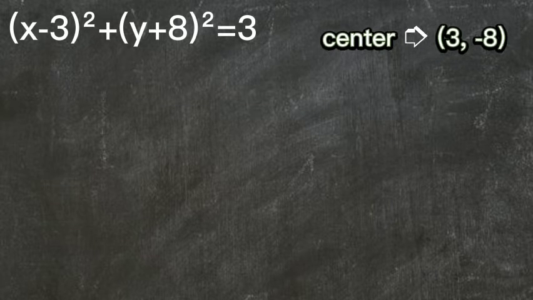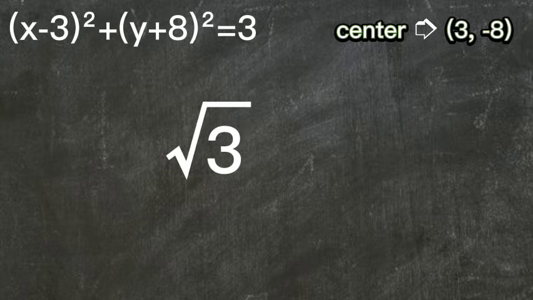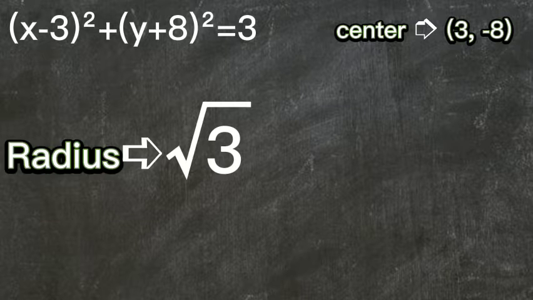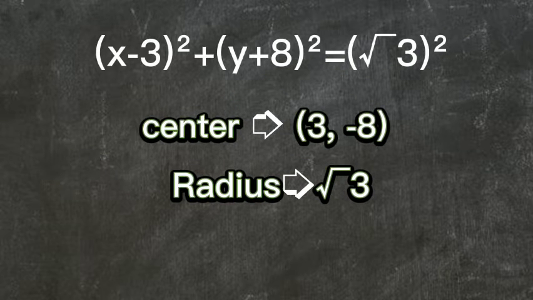So now let's get our radius. We need to get the square root of the given, and since this is not a perfect square and we can't simplify this any further, it will remain as the square root of 3. So the square root of 3 is our radius. Now that we already have our center and our radius, we can graph our circle.